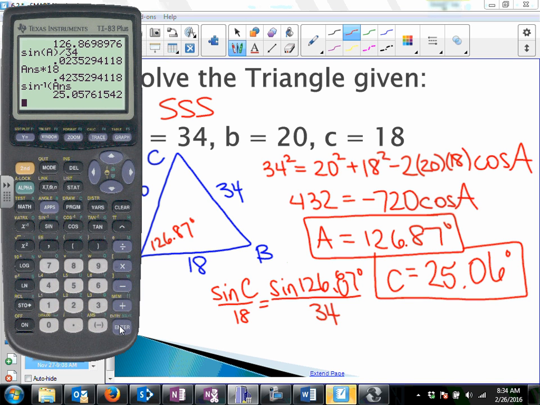Anytime you have two angles, just use the rule of 180. It's important that your angles add up to 180, and this is the safest way. If you mess up on an angle, then at least your angles would still add to be 180. Okay. So what would angle B equal? 28.07.